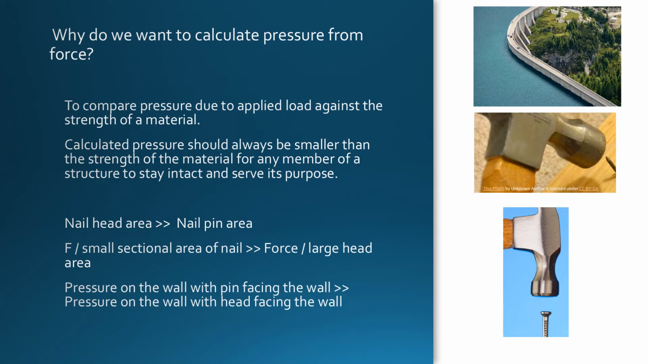Now, external pressure, however, depends on the applied force acting on the body. So we need to differentiate these two. One is the external pressure acting on the body, so the external force divided by the area that is resisting the force. And the other one is the strength of the material itself.